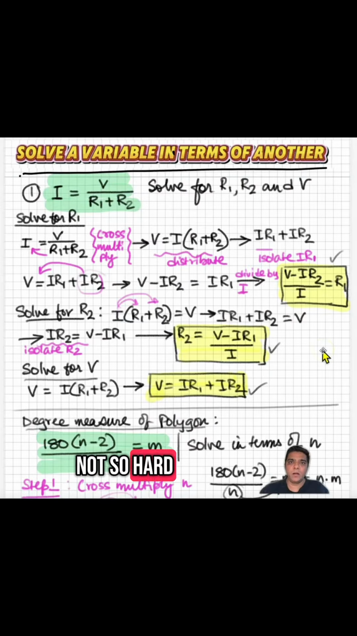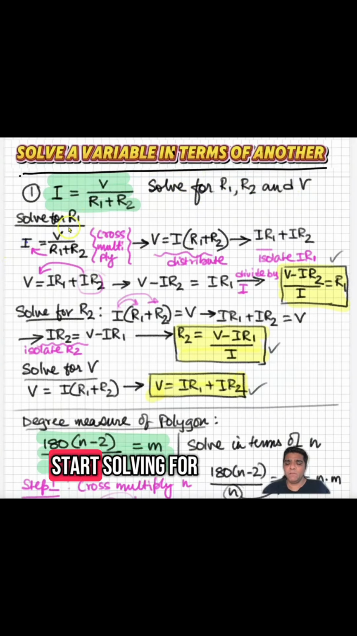So these are not so hard, but we need to be able to get them right during our math test. So let's see what we have. The first example is I equals V divided by R1 plus R2, which is basically a physics formula if you recognize it. We want to solve for R1, R2, and V.